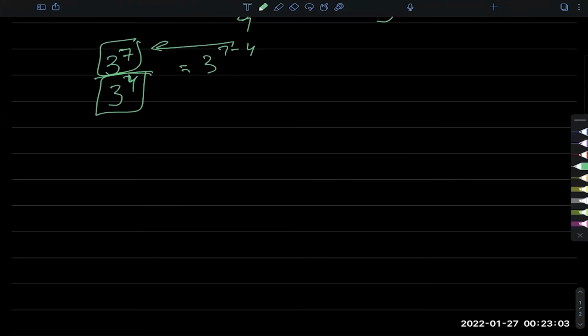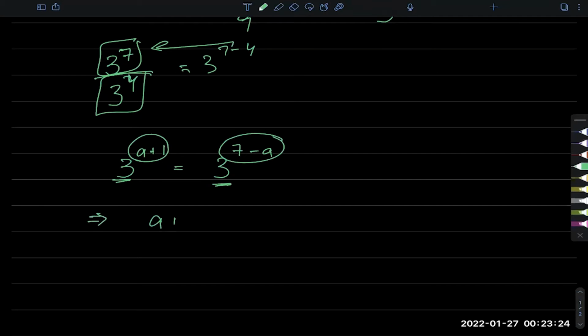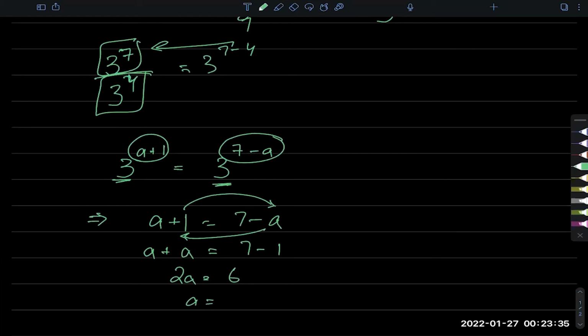Okay. Similarly, what they'll do is, for example, here's the question. 3 power a plus 1 is equal to 3 power 7 minus a. So find the value of a. Now it's a pretty straightforward question because this number is same as this number, that means the power will equal to this power. So this implies that a plus 1 is equal to 7 minus a. And so a plus a equals 7 minus 1. Basically, I move this here and move this here. And that means 2a is equal to 6 and a is equal to 3.